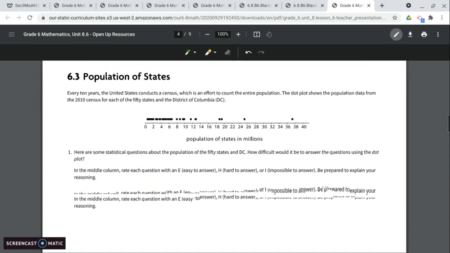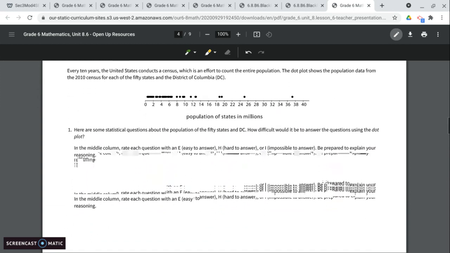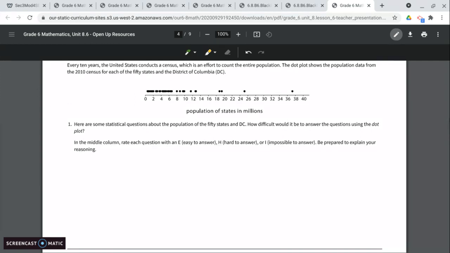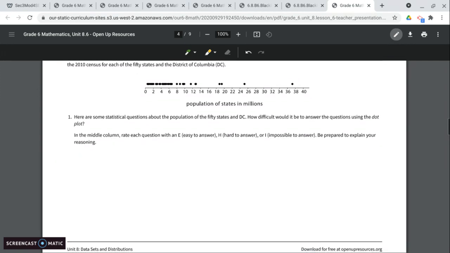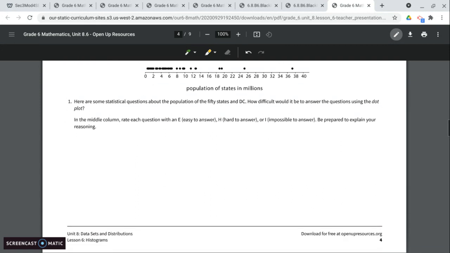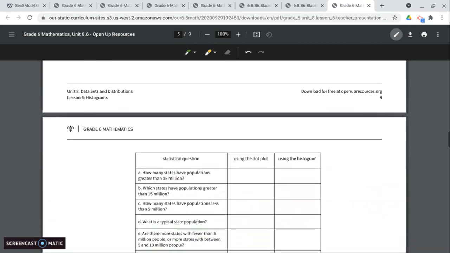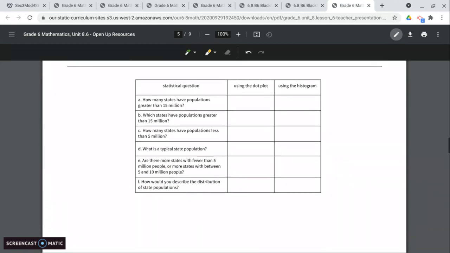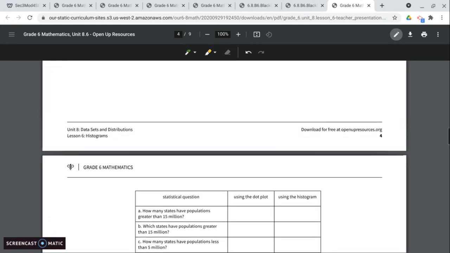All right, every 10 years, the United States conducts a census, which is an effort to count the entire population. The dot plot shows the population data from the 2010 census for each of the 50 states and the District of Columbia. Here are some statistical questions about the population of the 50 states and DC. How difficult would it be to answer the questions using the dot plot? In the middle column, rate the question with an E, easy to answer, H, hard to answer, or I, impossible to answer. So, how many states have populations greater than 15 million?